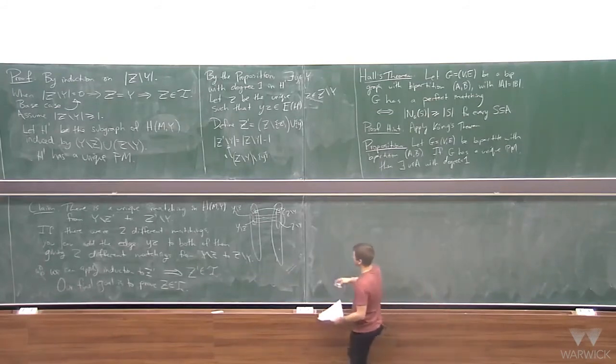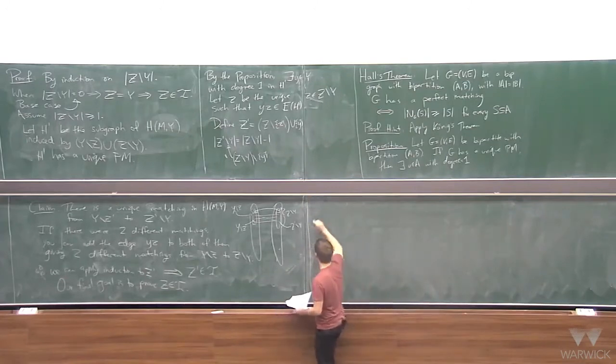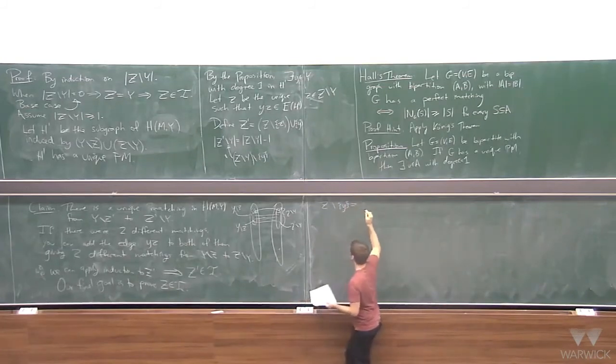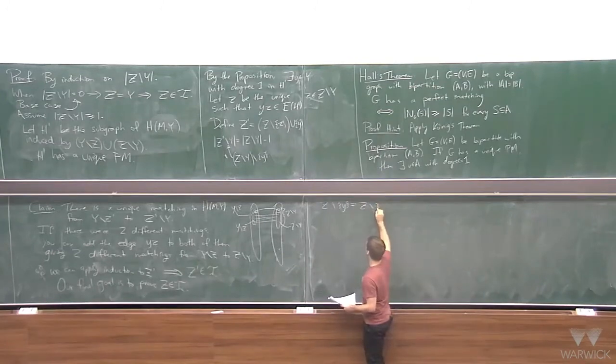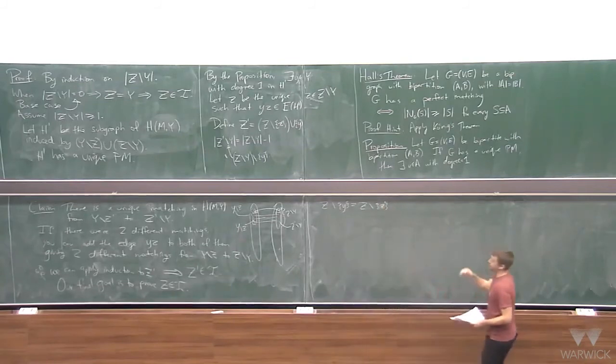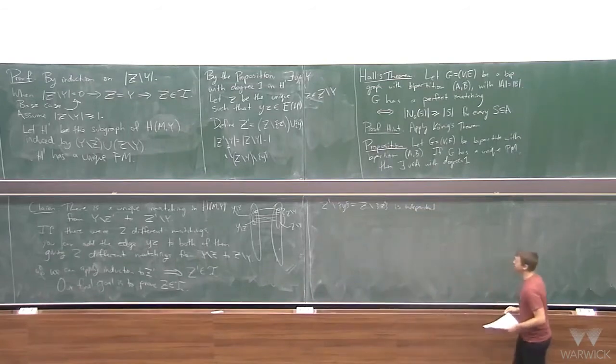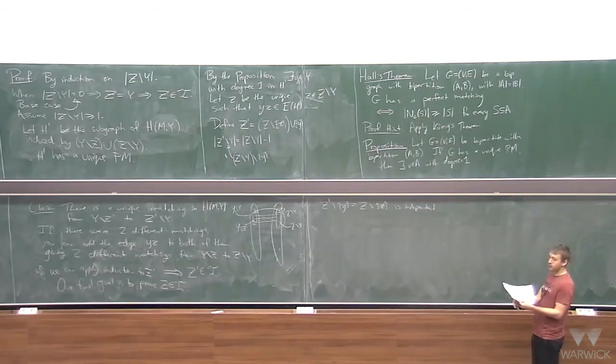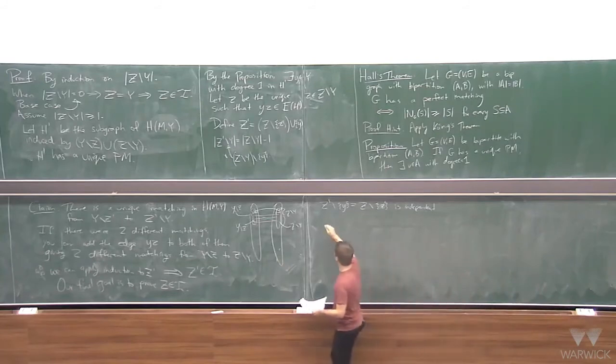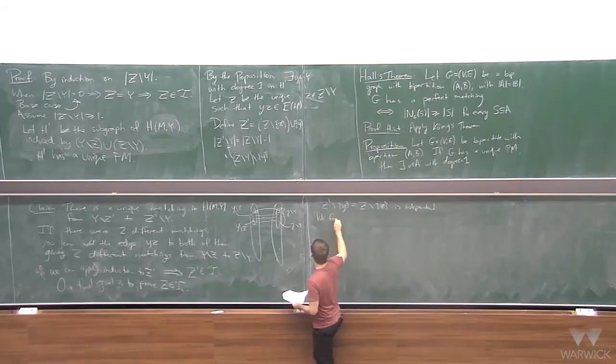So we know that Z prime is independent. So if I look at Z prime minus y, which is of course the same as taking Z minus little z, if you just look back to the definition, this is the same thing. So this set is independent, right?